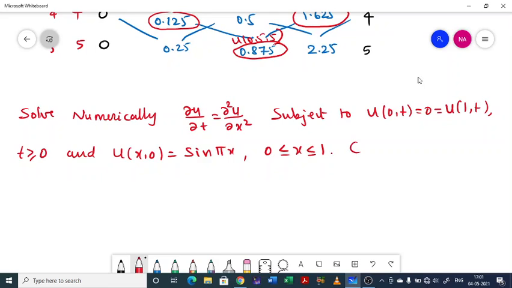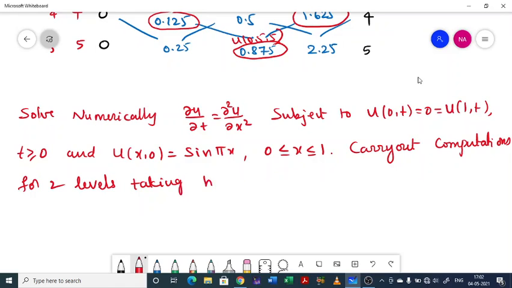Carry out computations for two levels, taking h equal to 1 by 3 and k equal to 1 by 36. So we have to compute only 2 rows here, okay, 3 rows here. So try to solve this one. Let us discuss the solution of this equation in the next class if you don't get it.